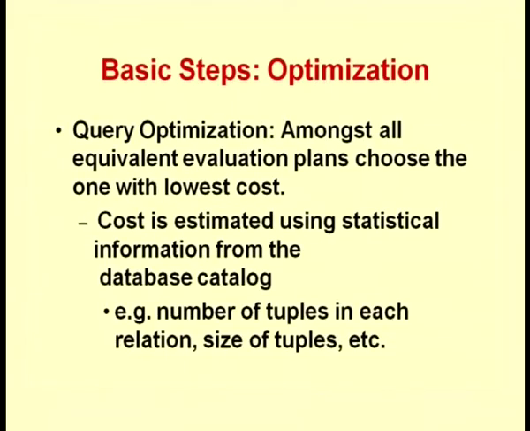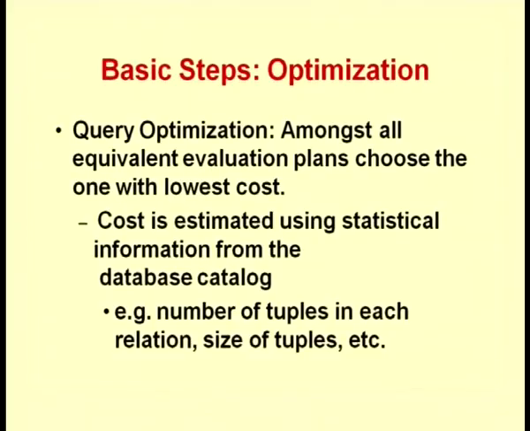Amongst all the equivalent evaluation plans, you have to choose the plan which has the lowest cost. That means you need a method of estimating the cost. The cost is estimated using statistical information from the database catalog. So, what is the statistical information? The number of tuples in each relation, the size of the tuples, and so on.